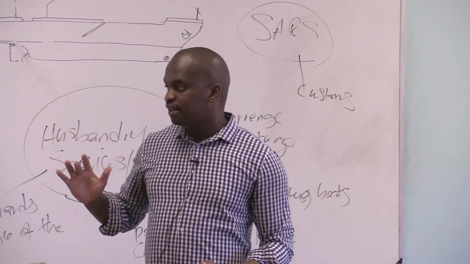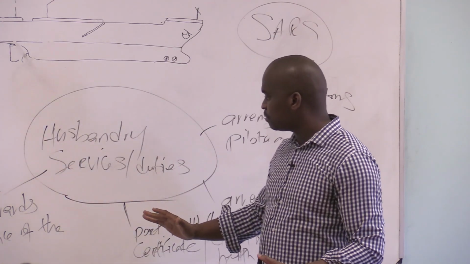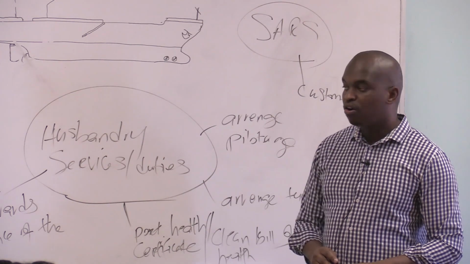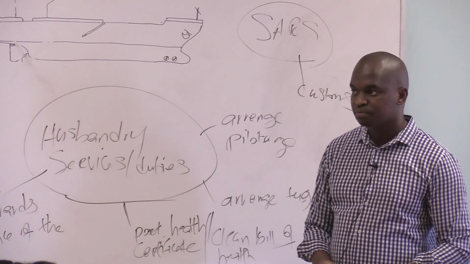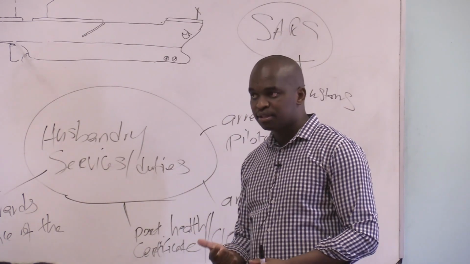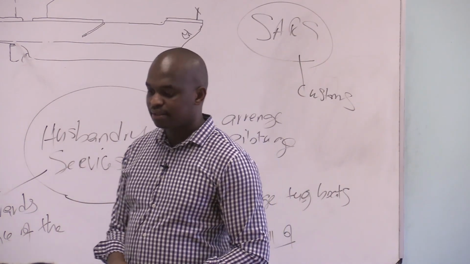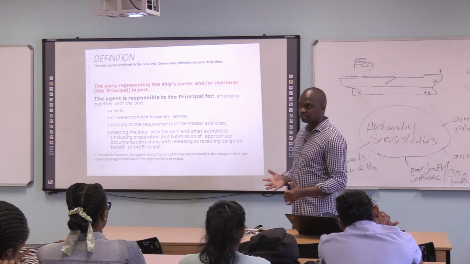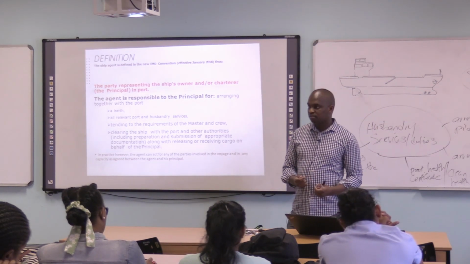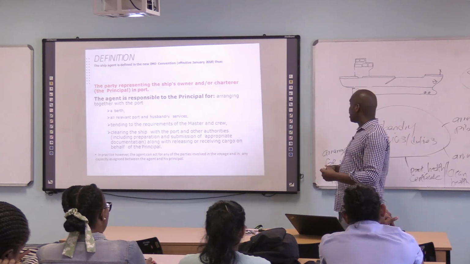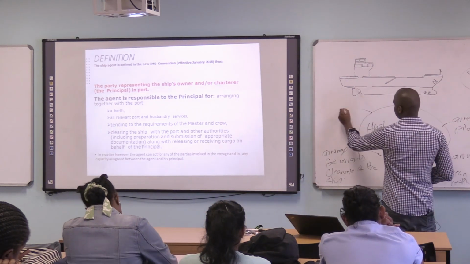But this is not all the arrangements that the agent must do. There's also one very important thing: unless the ship is granted it, it cannot be allowed to enter any South African port. That's the ISPS clearance.